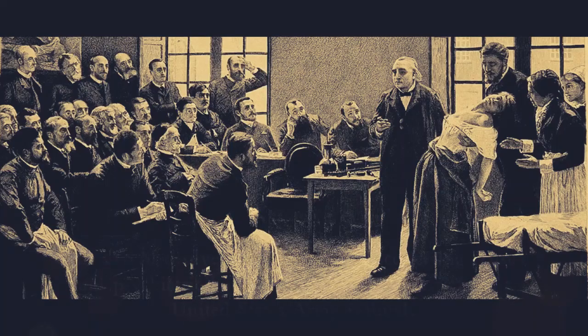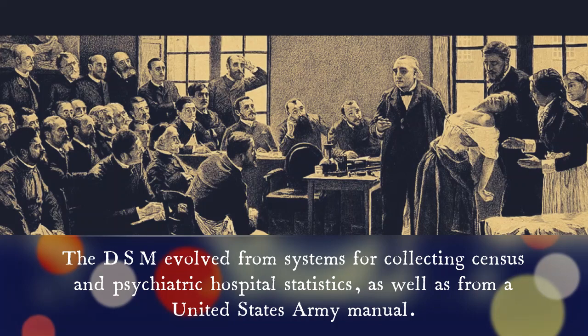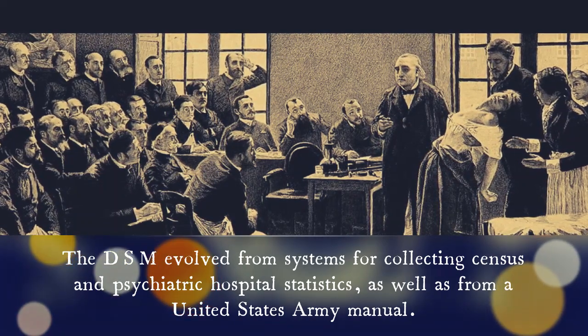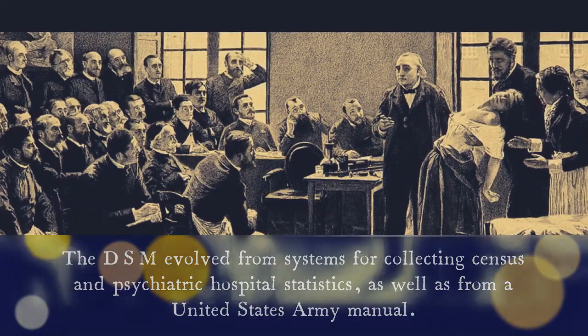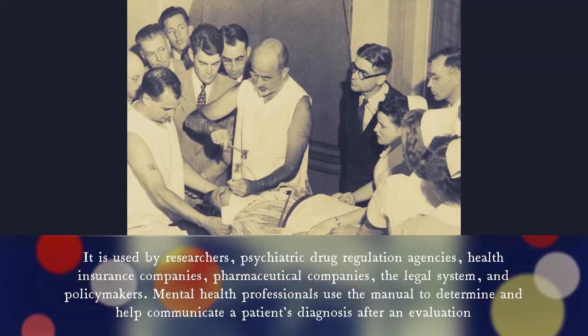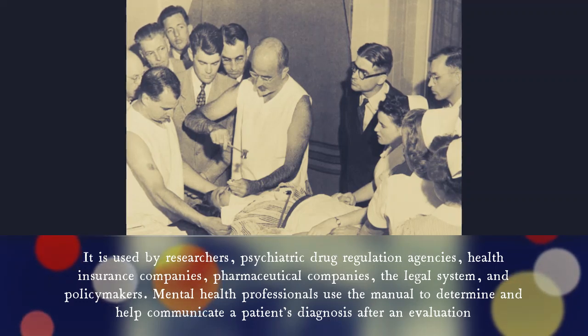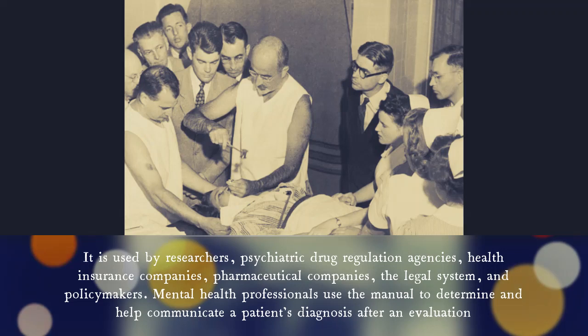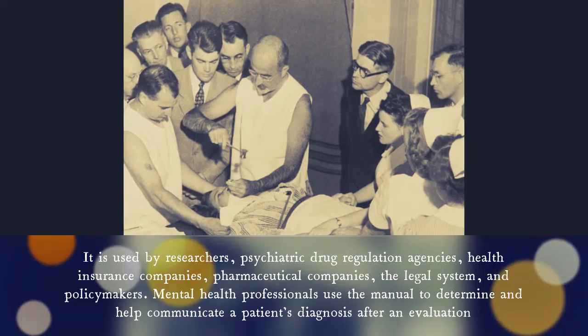The DSM evolved from systems for collecting census and psychiatric hospital statistics, as well as from the United States Army Manual. It is used by researchers, psychiatric drug regulation agencies, health insurance companies, pharmaceutical companies, the legal system, and policymakers. Mental health professionals use the manual to determine and help communicate a patient's diagnosis after an evaluation.